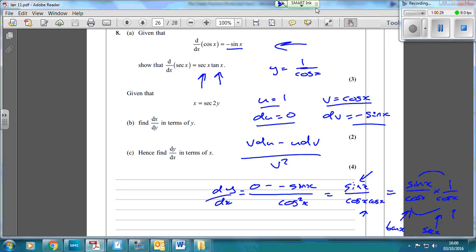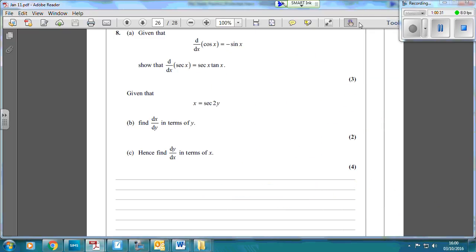Now the next question is one that, obviously it's the last question, so it's going to be trickier. So we've got to find dx by dy in terms of y. And this is dx by dy, not dy by dx. They've actually been kind of kind with this, even though it's a tricky question. They've broken it down into two parts. Very often they'll just say find dy by dx, but here they've got us to find dx by dy first.